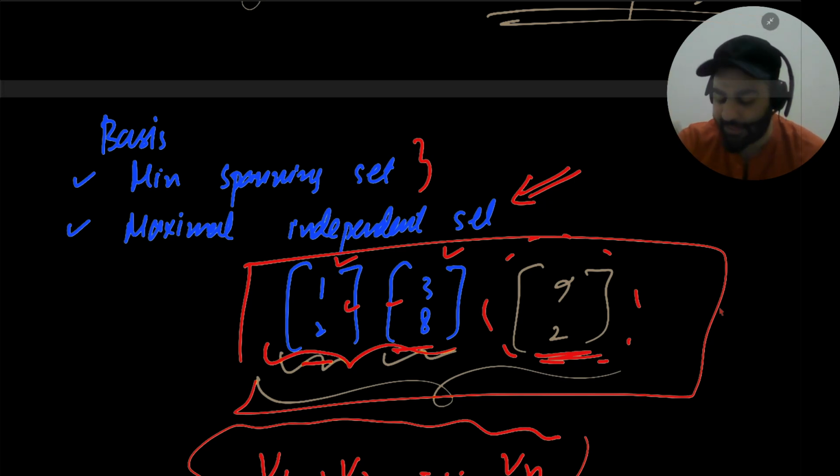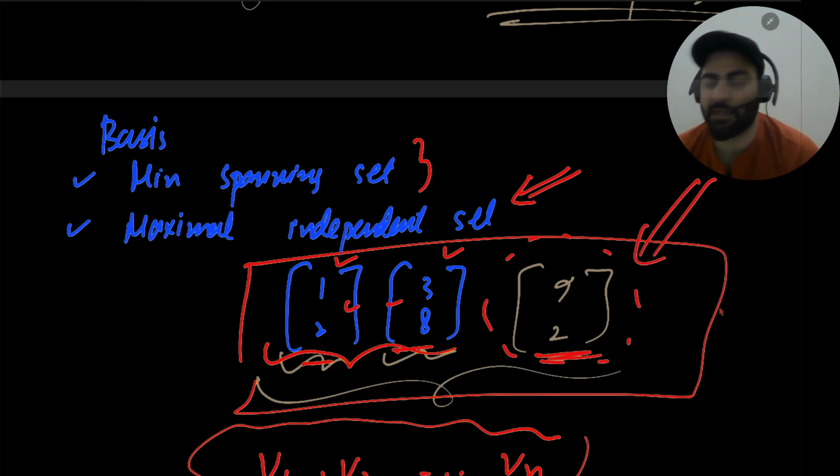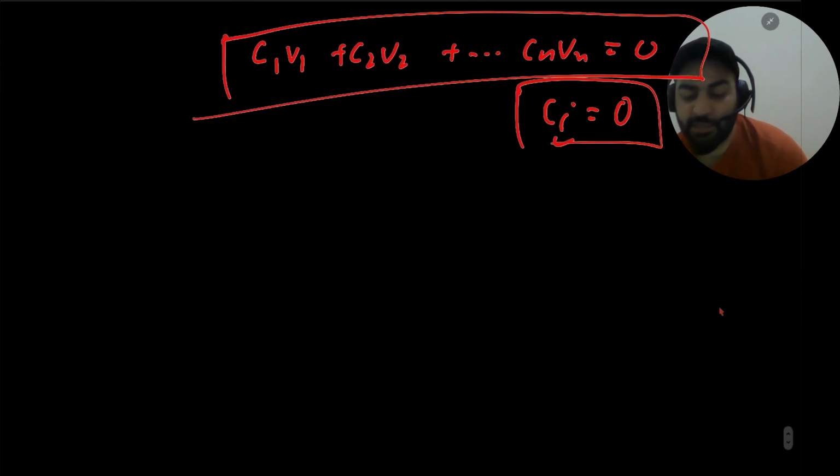And it should be a maximal independent set. That is, if you add one more vector to that basis, then the whole of this becomes dependent, so it won't remain a basis. That's the concept of basis. Basis basically means, if you have a vector space, the basis for that are the vectors by which you can span the whole of the vector space. That was the concept of basis.